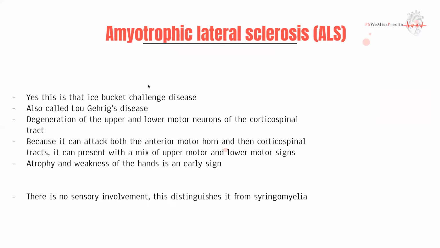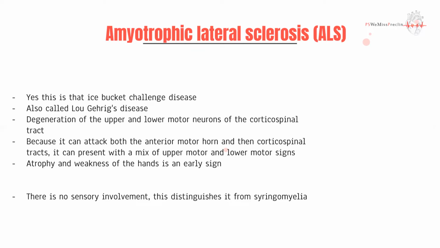So let's start off with ALS. It's also called Lou Gehrig's disease, and this commonly comes up on exam questions. So remember, ALS is just your Lou Gehrig's disease. And it affects both the upper and lower motor neurons of both the corticospinal as well as the corticobulbar tract. I haven't mentioned that here. I probably should have. Because it can attack both the anterior horn as well as the corticospinal tract.